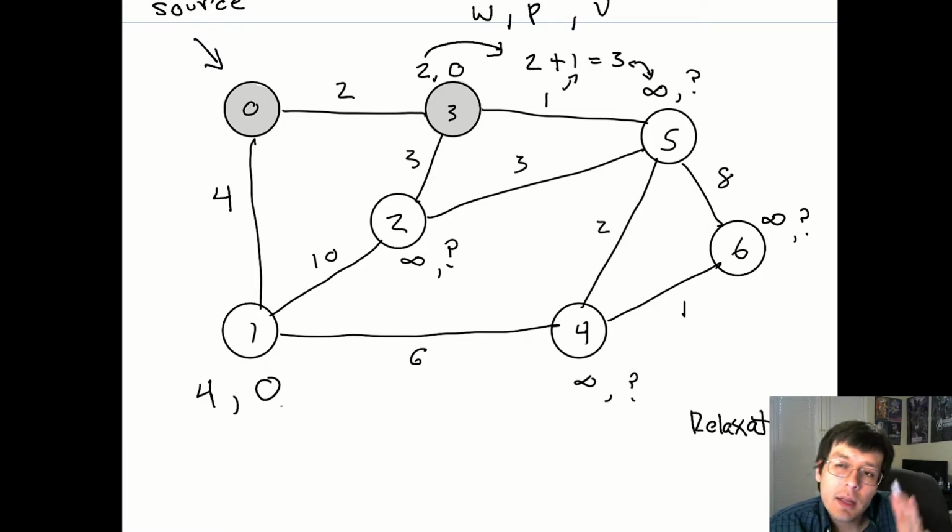So again, we're comparing 3 and infinity and not 1 and infinity because we don't just care about how much time it takes us to go from 3 to 5, but also how long it took us to get to 3 in the first place, right?